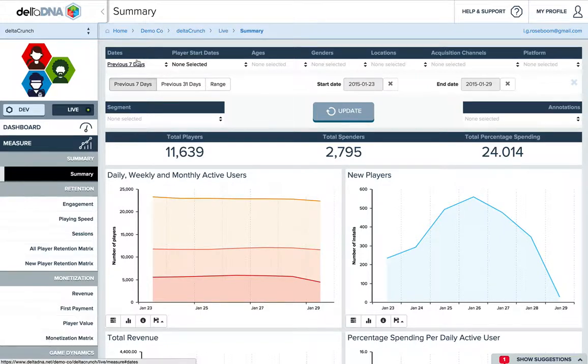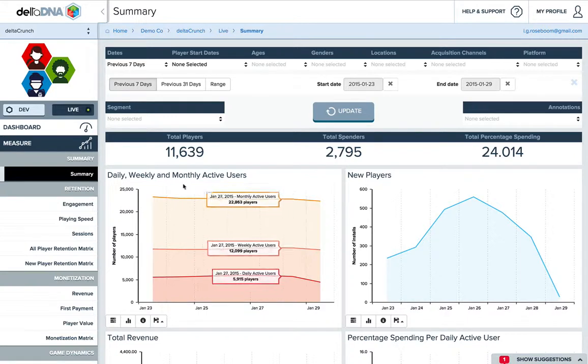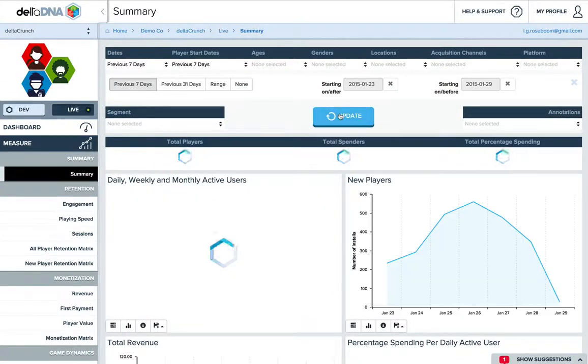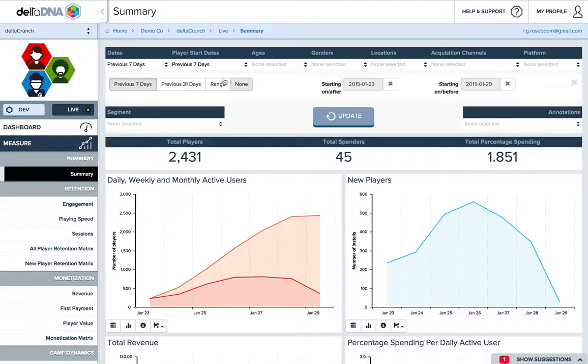One thing to keep in mind about the filter bar is that the dates only filter on the event. So it's just looking at data which has come in over the last 7 days, but it's not filtering at all on player start dates. So we see that these active users include a lot of existing players as well as new players. Of course, we can filter the player start dates in the same way, and then we'd only be looking at the new players. So let's clean that out.